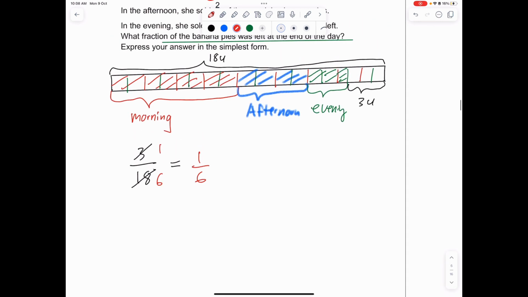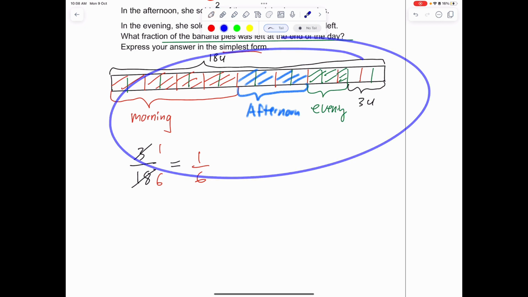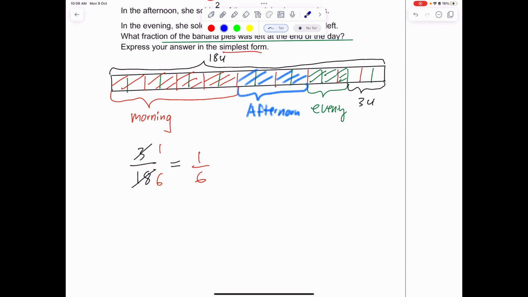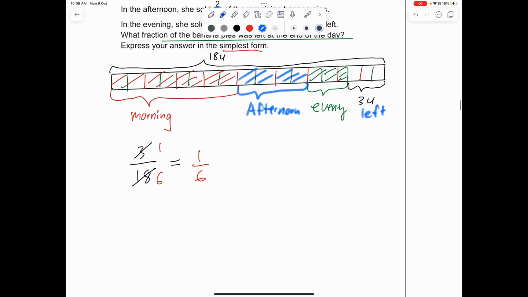Okay? Express your answer in the simplest form. So where is my working? This is considered my working. Okay? Because I clearly showed that this was the remainder. Left. Make sure you label this so that the examiner knows how on earth you got it. So the model itself can be your working in this case. Alright, moving on.